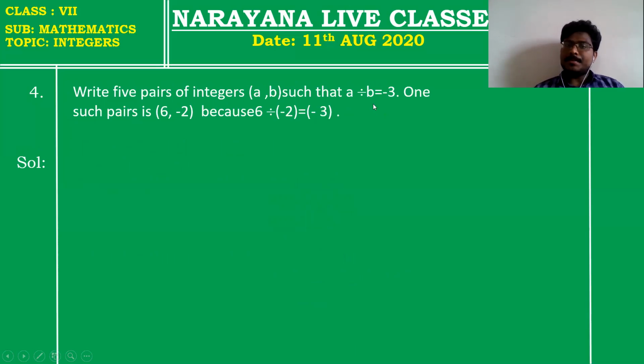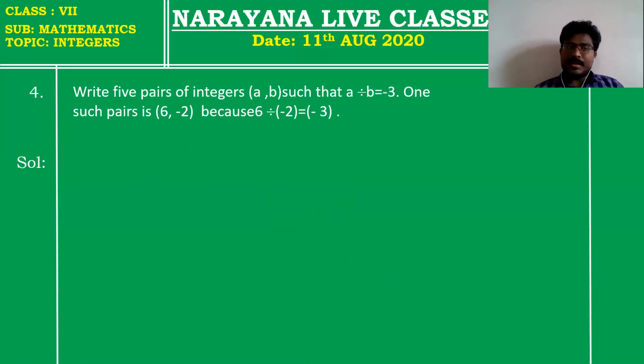Now the fourth question: write 5 pairs of integers a comma b such that a divided by b is equal to minus 3. One such pair is 6 comma minus 2, because 6 divided by minus 2 is equal to minus 3. Like that, we need to write 5 pairs. Whatever they may be, we can write, but the result must be minus 3.